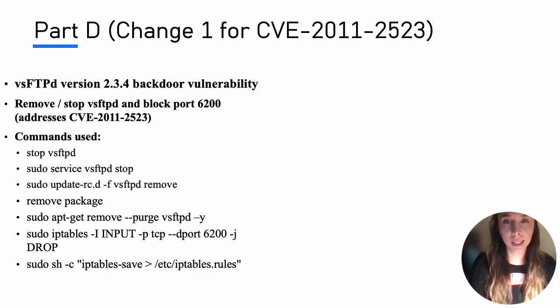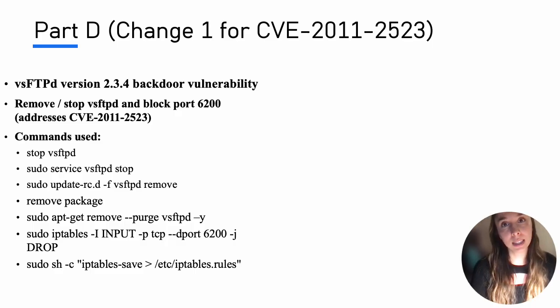The first one I did was a change for CVE-2011-2523. Before making any changes, the Nmap scan shows that TCP port 6200 is open. This is a backdoor from the vulnerable vsftpd service. I first wanted to stop the vsftpd service to immediately shut it down, then remove it completely to prevent it from restarting. For additional protection, I wanted to block port 6200 using iptables so that even if the service were accidentally re-enabled, the port would remain inaccessible.